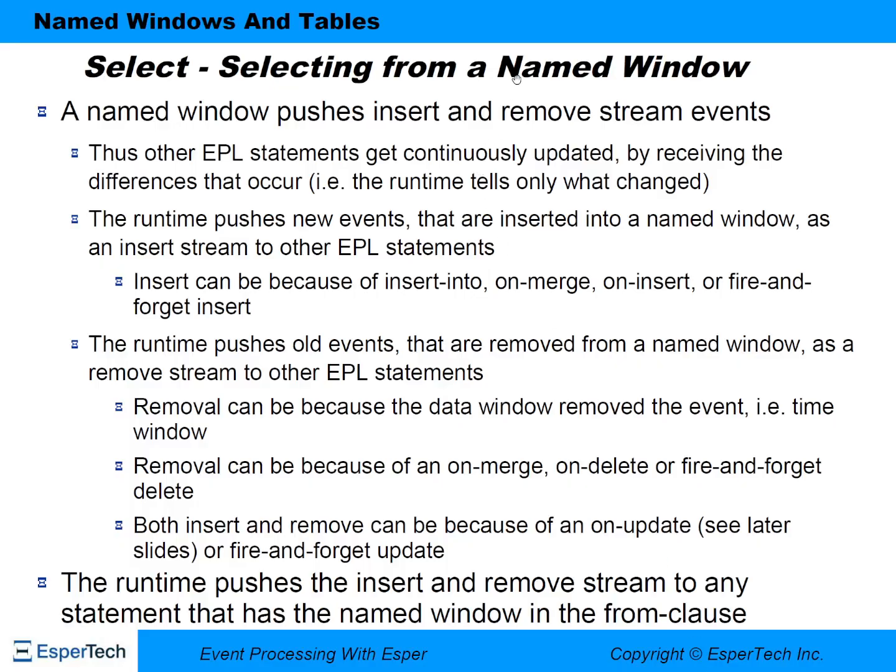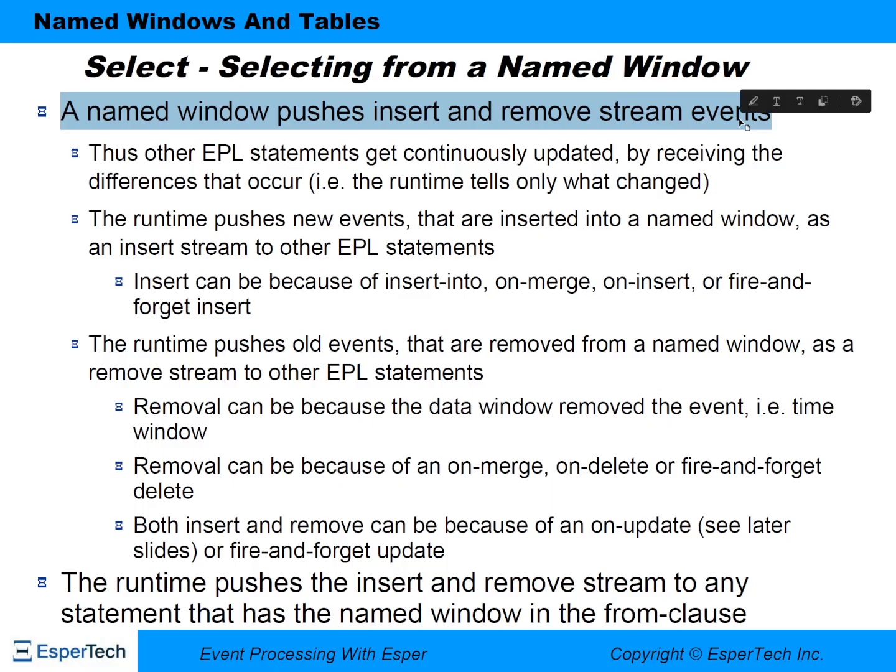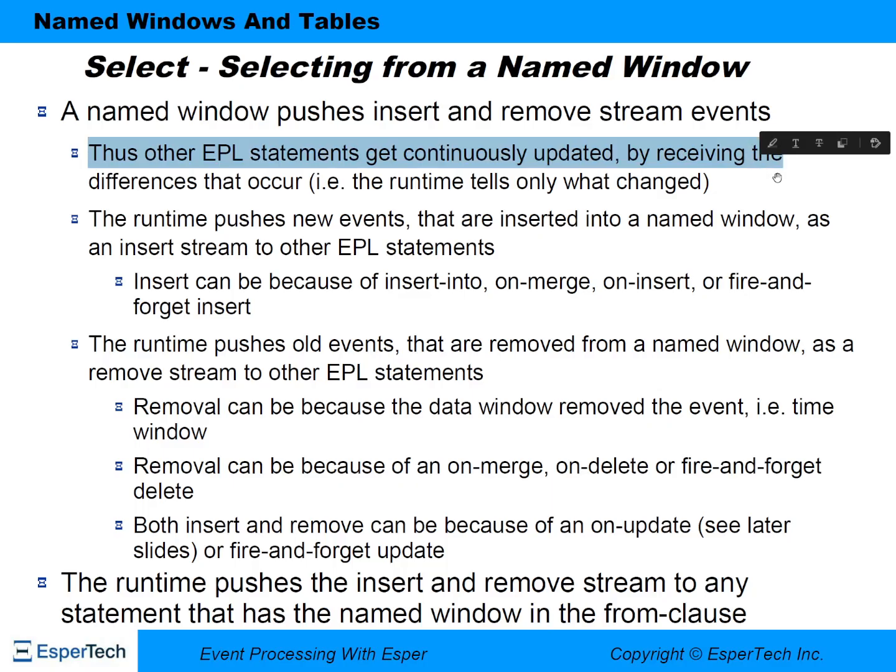The next couple of slides discuss selecting from a named window in table. First we discuss selecting from a named window. A named window pushes insert and remove stream events. Thus, other EPL statements get continuously updated, by receiving the differences that occur. So the runtime only tells statements what changed, and statements themselves can update their own aggregations or other state.